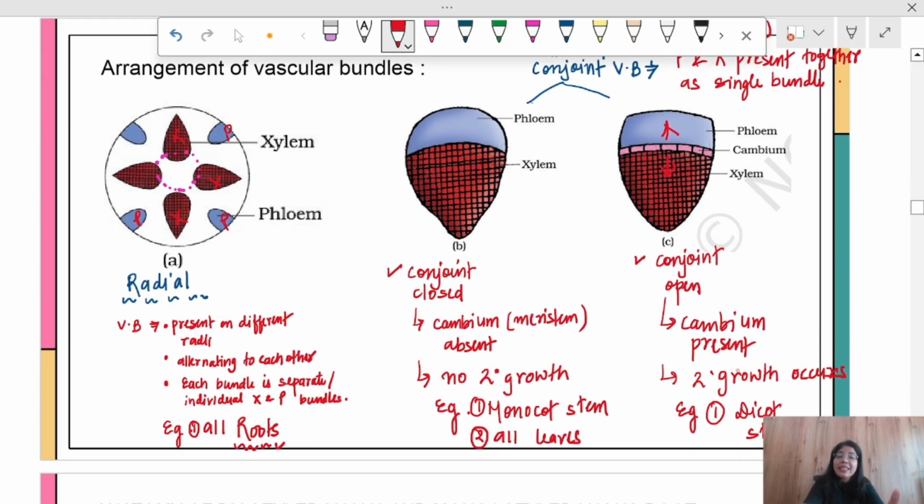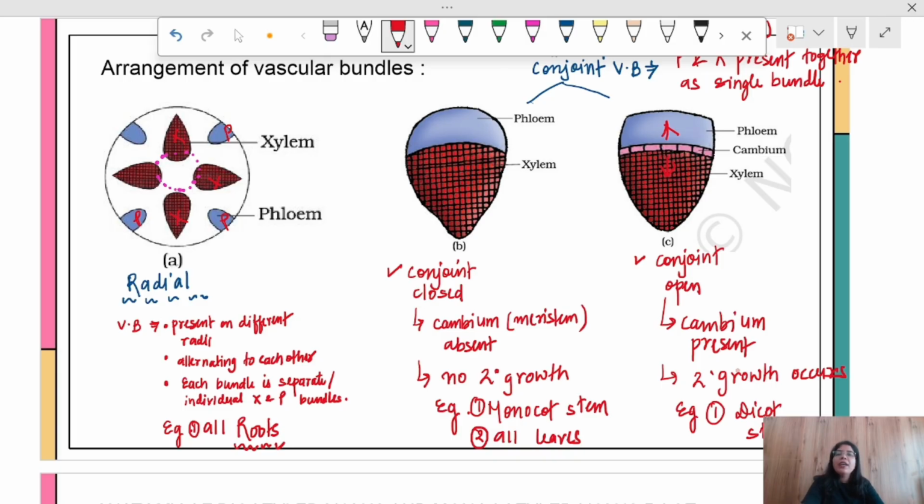Please see this very carefully, because when we are going to do sectional studies, these things are very important. You can observe conjoint closed is present in monocot stem and all the leaves. Conjoint open is present in dicot stem. What is the meaning of open? Cambium is present. What's the meaning of cambium? It is doing secondary growth. What is the meaning of secondary growth? Secondary growth means increasing the width of the plant or making wood. Does any kind of leaf increase in width or make any wood? No. So what kind of vascular bundle will it possess?